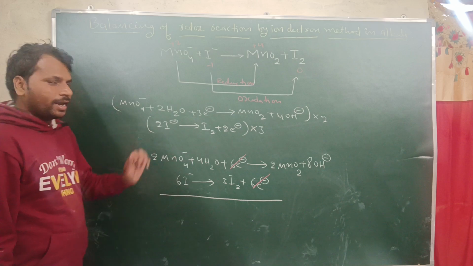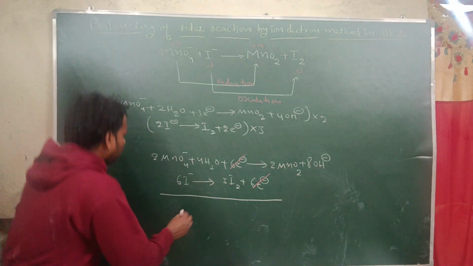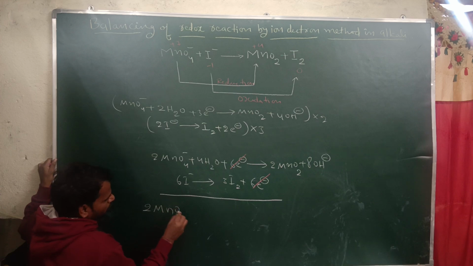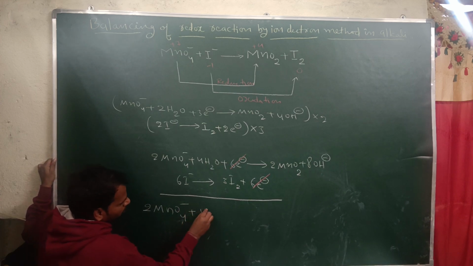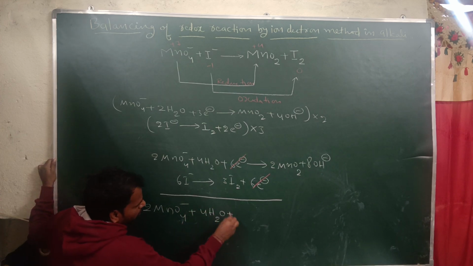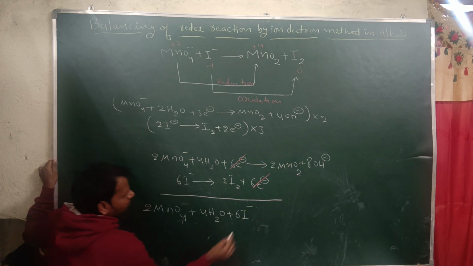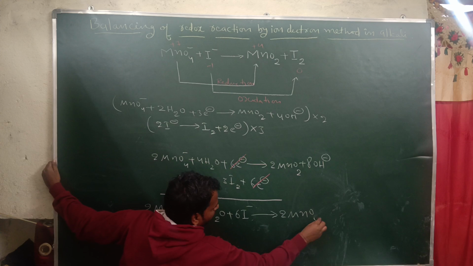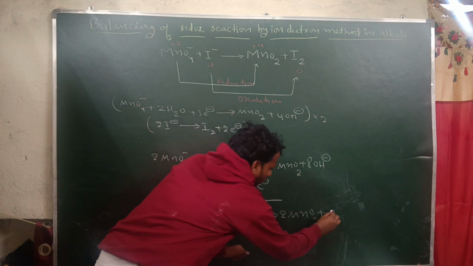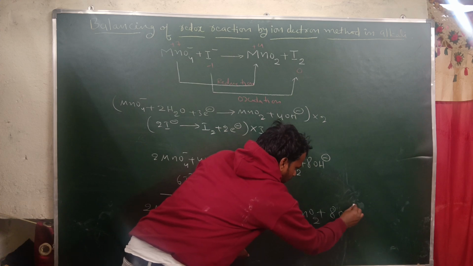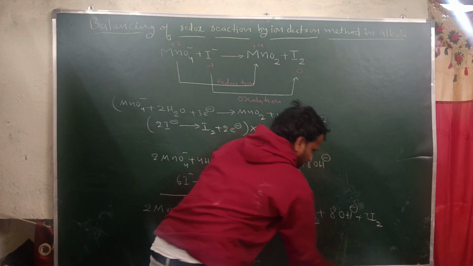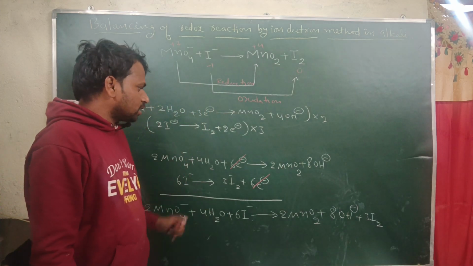Next, as usual, we should write the same equation. What is that equation? 2MnO4 minus plus 4H2O plus 6I minus gives rise to 2MnO2 plus 8OH minus plus 3I2. Now, is the reaction balanced or not?